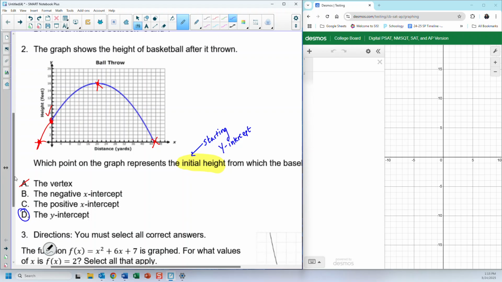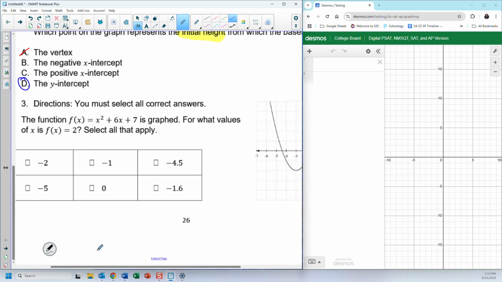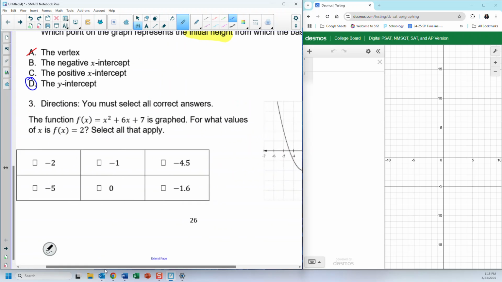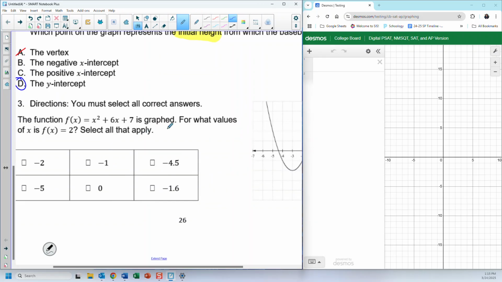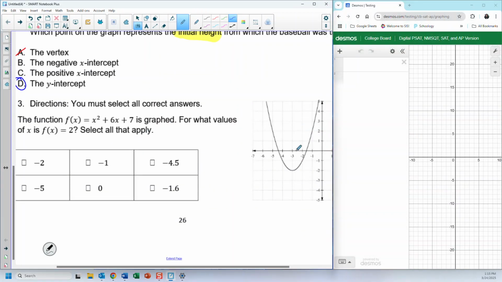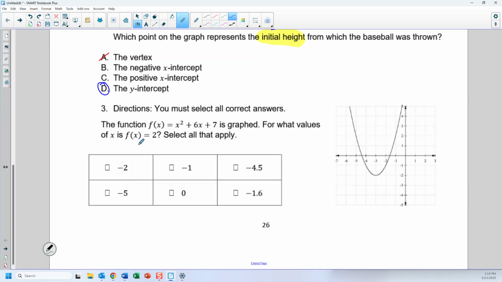Okay. All right. Number 3. It says the function f of x is graphed. So we have the graph of a function right here. What are the values of x if f of x equals 2? Select all that apply. All right, so when f of x equals 2, it's the same as looking at where your y value is equal to 2. Okay? So if I look on here, my y value is 2 right here, right? It's actually everything on y equals 2 is this line.